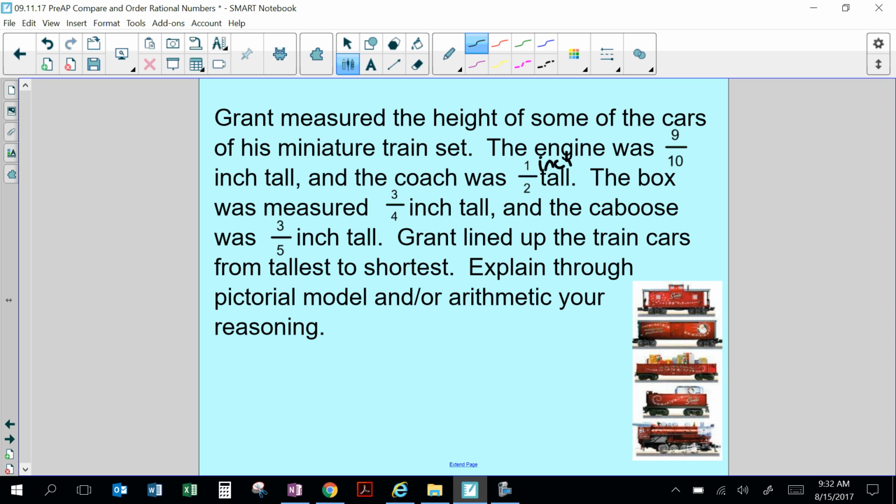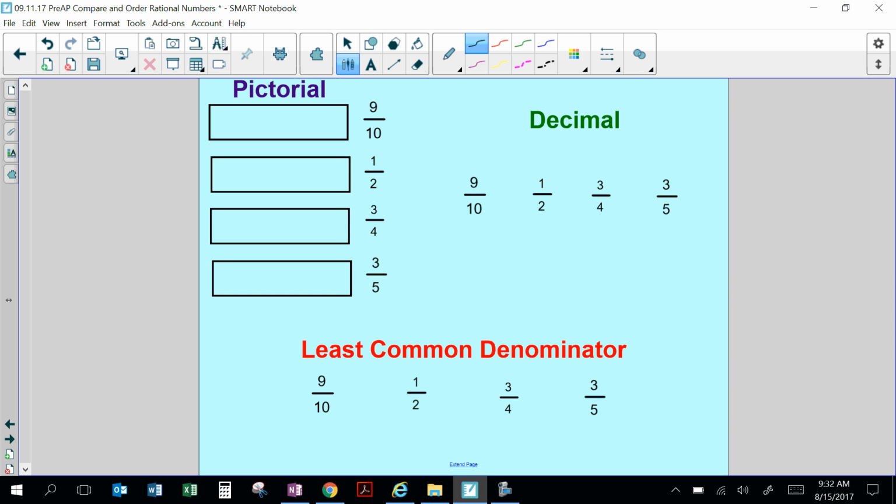So you have the four rational numbers of 9/10, 1/2, 3/4, and 3/5. How are you going to solve? It says use a pictorial model. I already have it right here. I can use fraction bars, fraction rectangles. Maybe you are more comfortable with fraction circles. So 9/10. I'm going to divide this into 10 parts.